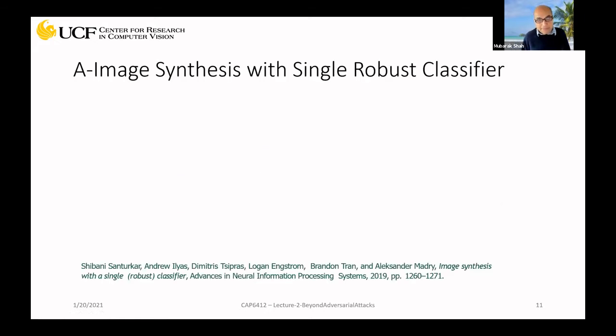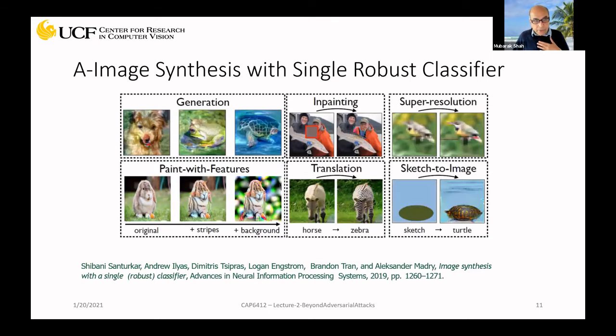So given this background, we are going to talk about these 4 papers. This is the first paper, image synthesis with a single robust classifier. Using this idea, we'll be able to generate synthetic images like these. We will do inpainting, super resolution, paint with features, translation, and sketch to image. I'm going to explain each of these separately.